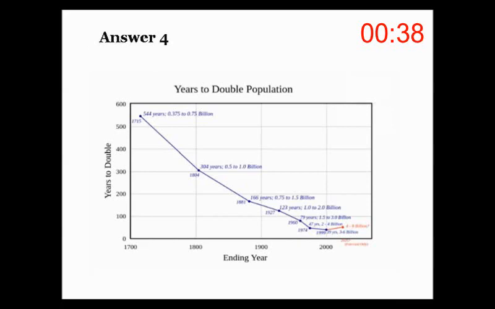The line chart gives information about the years it takes for the population to double. To begin with, we can see that it started from 1715. In 544 years' time, the population doubled from 0.375 billion to 0.75 billion.